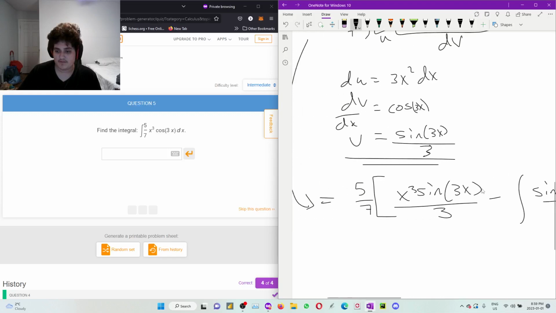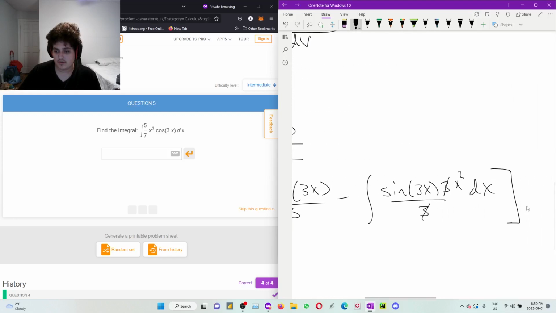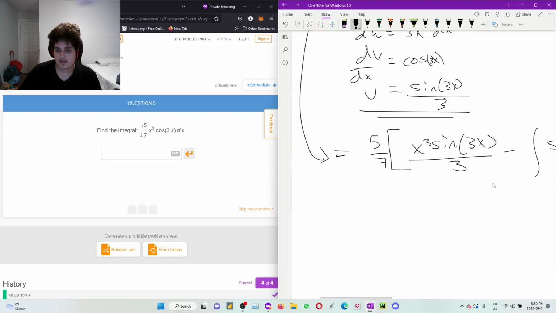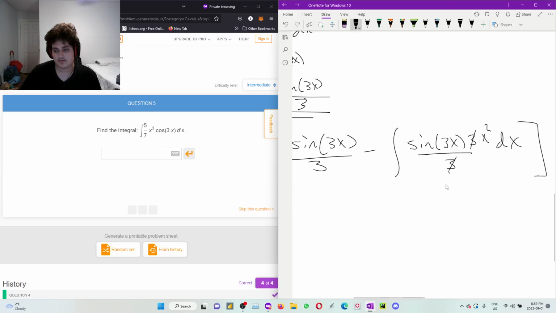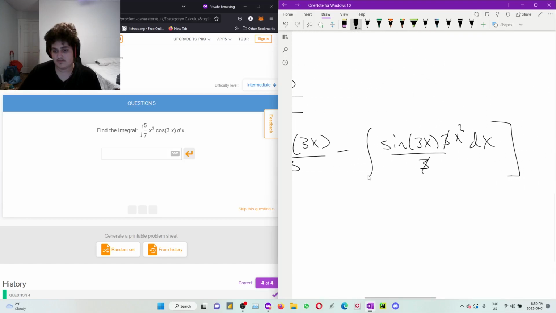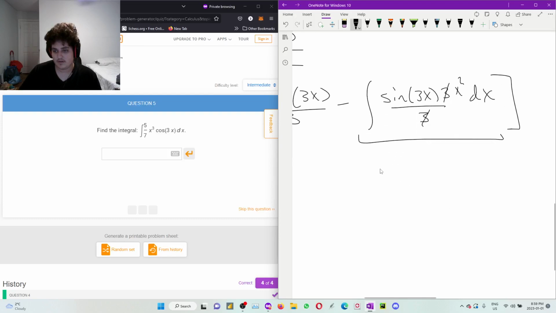Okay, now we have to go on to our second iteration of this. I'm just going to ignore this for a second and focus on this part right here, sine 3x x squared dx.